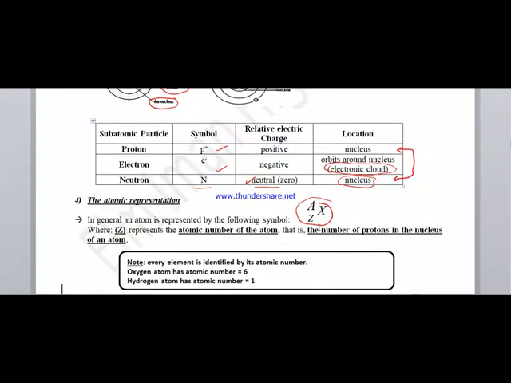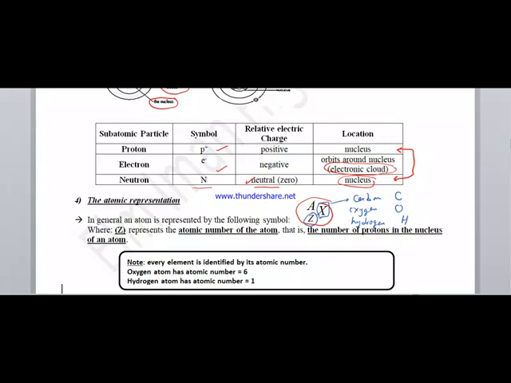Most atoms can be symbolized by X, A, Z. X represents the symbol of the atom. For example, carbon is represented by C, oxygen by O, and hydrogen by H.